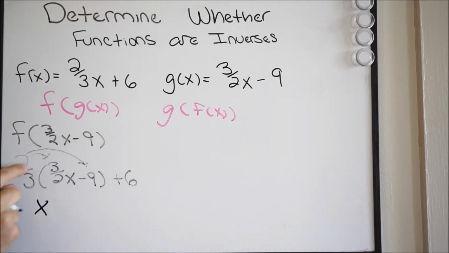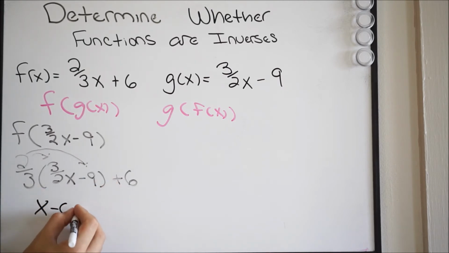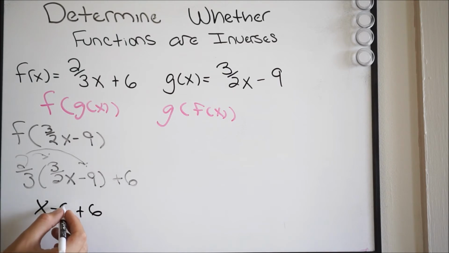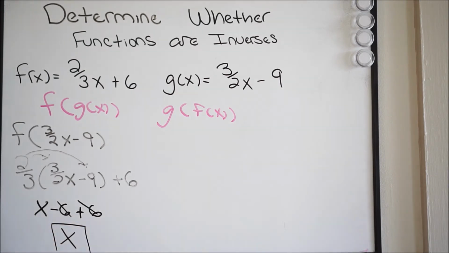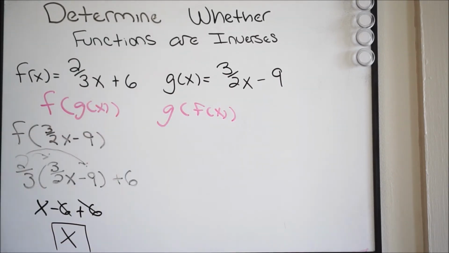We also have to distribute here, so negative 9 times 2 is negative 18. And then negative 18 divided by 3 is negative 6. And then write plus 6. Negative 6 and plus 6 cancel each other out, and we're left with just x. So this one checked out, all right? Now we're going to do this other composition here. If it equals the input value, in this case x, we know that the functions are inverses.